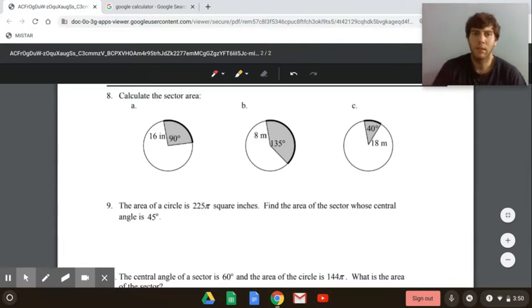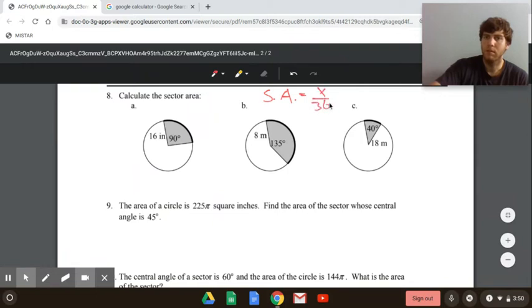Okay. 8, calculate the sector area. So again, these should go pretty quick because you have the radius, you have the central angle. But for sector area, if you watch the notes, right, we're doing the portion of the circle, so x over 360, right, and then times our area, which is pi r squared.